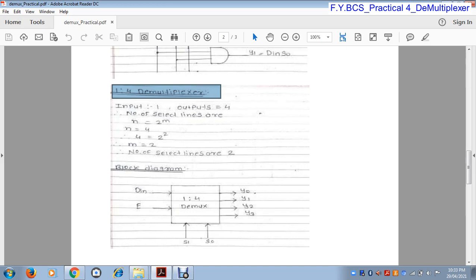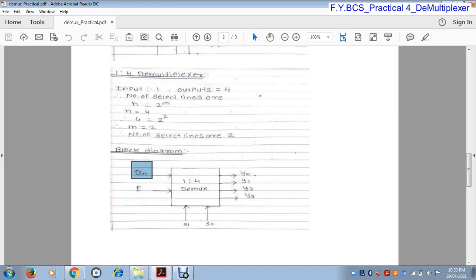So the select lines S0 and S1 decide which output this D input is connected to. This selection is made by these two select lines. So for a 1:4 demultiplexer there is one input, four outputs and two select lines S0, S1, and this is the enable input which activates the demultiplexer. So this is the block diagram of the 1:4 demultiplexer.